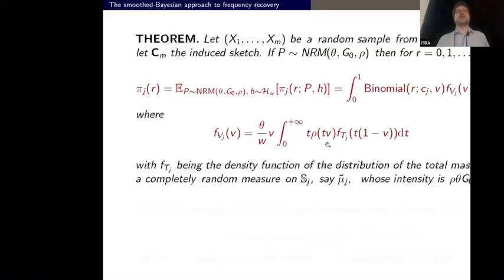I have examples, specific examples. That's a general result, but I will show you examples in a bit. So the main message is that the conditional distribution that I presented before is just a mixture of binomial, which is very, very simple.